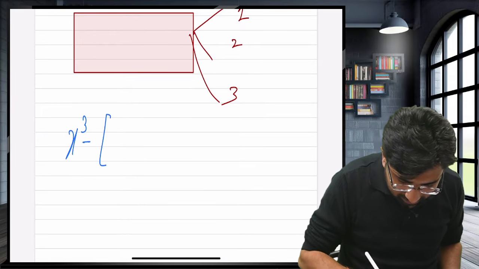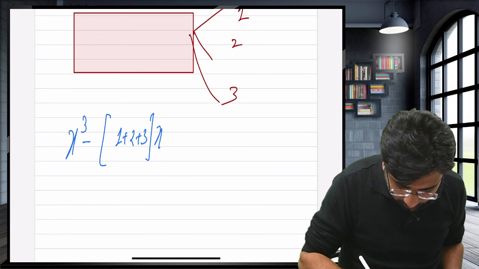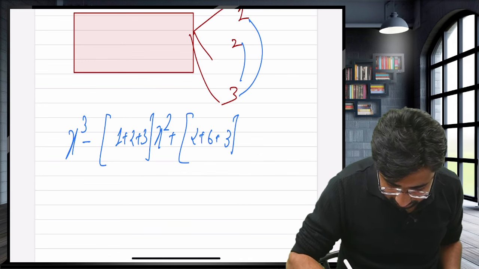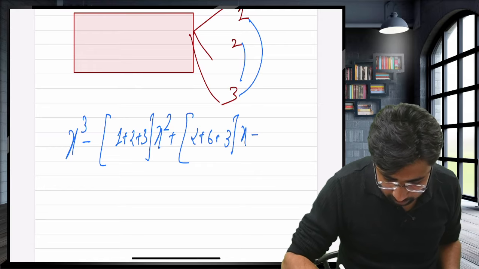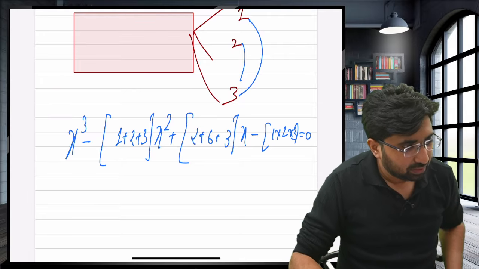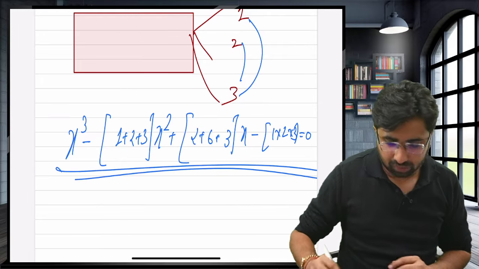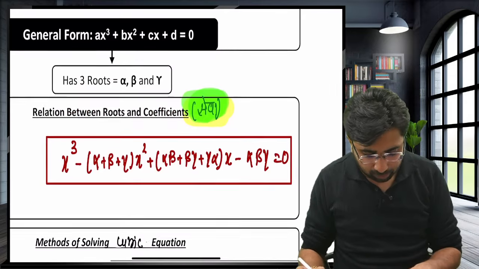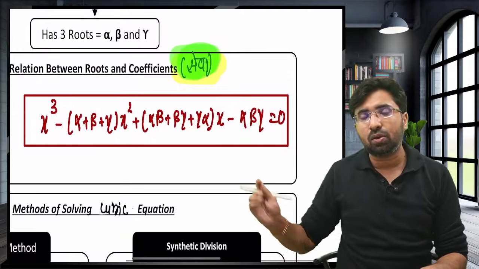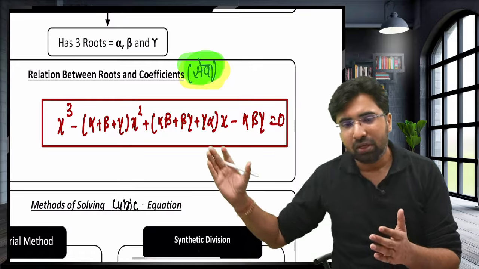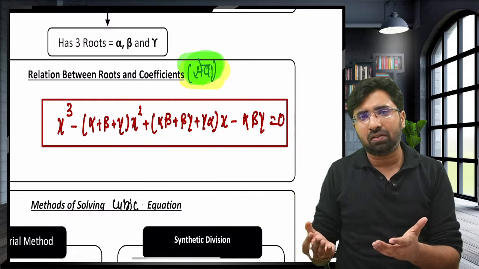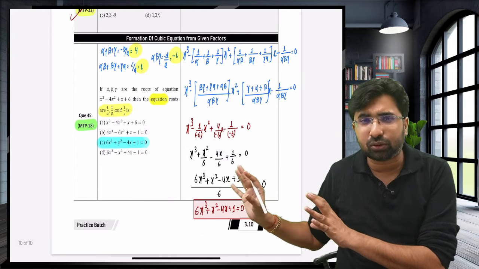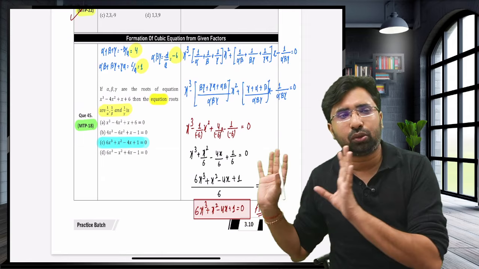x cube minus sum of the roots into x square plus cyclic, this into this plus this into this plus this into this, into x, minus product of the roots is equal to 0. So guys, this is how you can solve this. So they can ask one easy question by providing the roots, and asking you to form the cubic equation. If you know how to form the cubic equation when the roots are given, that will be the great part. That's why I made you solve a very tough, very lengthy question. Definitely they should never ask this question in the exam.